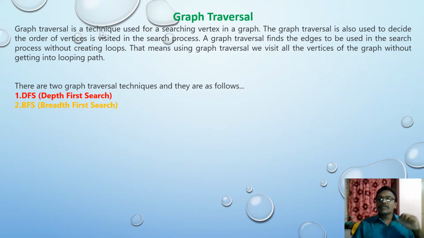Today, I would like to explain about graph traverses. Graph traverse is a technique used for searching a vertex in a graph. A graph traverse is also used to decide the order in which vertices are visited in the search process. Graph traverse finds the edge to be used in the search process without creating loops.